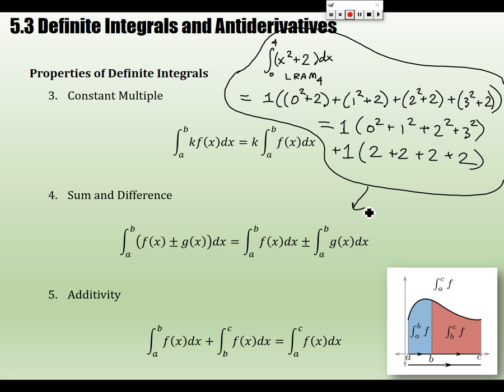I have a question. For the constant multiple, what's the difference between having the k next to the f and having the k outside of the f, outside of this integral? Well, they're the same thing. The answer is no difference. Yeah, but why would you care? Yeah, why would I care?